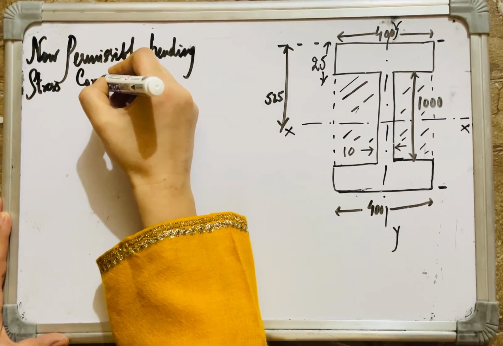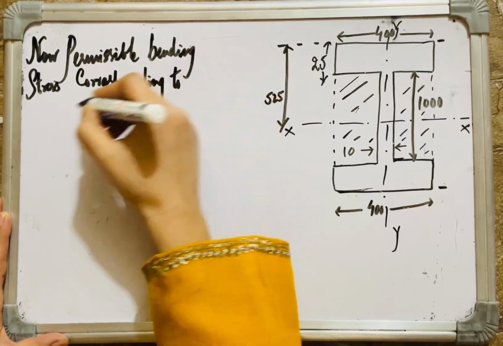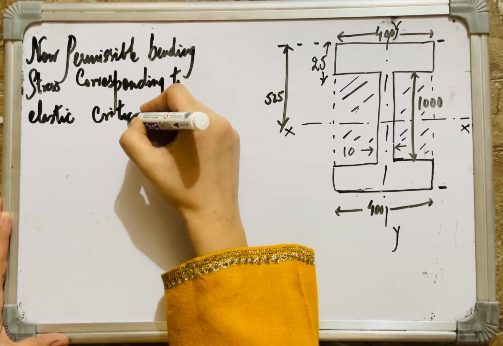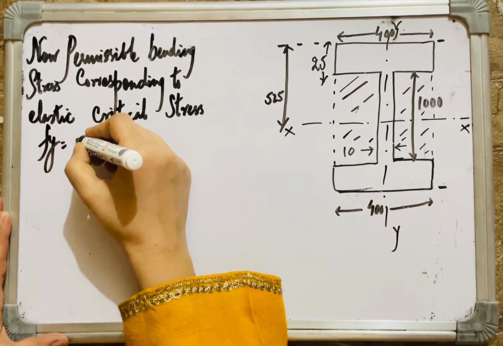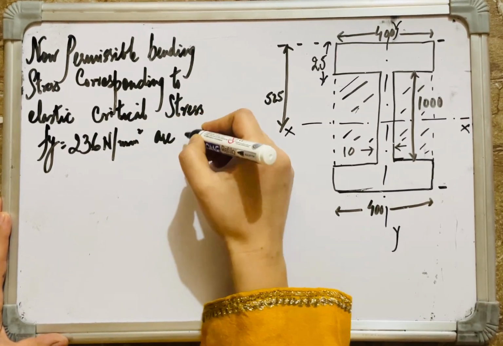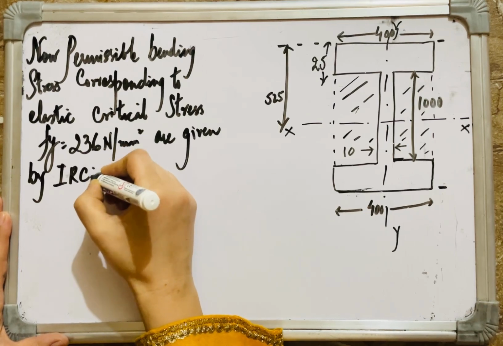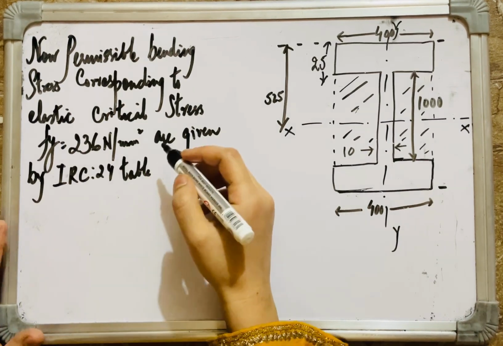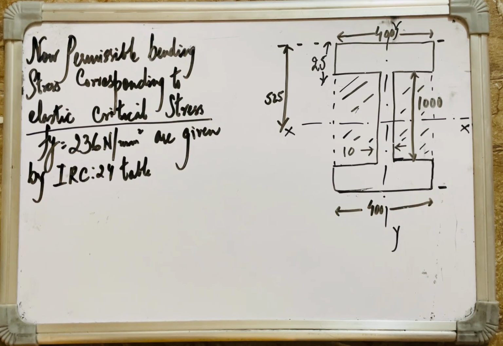corresponding to elastic critical stress for a yield stress of how much? Rolled steel sections having a yield stress of 236 Newton per mm square are given by IRC 24, the Indian Road Congress codes. We have a table over there. But for that, we need to calculate the elastic critical stress first. I'll show you the table. This is the table.